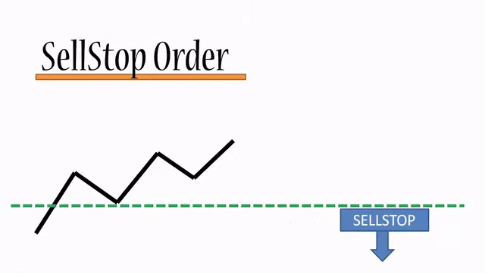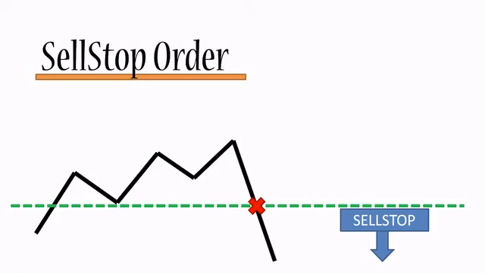Sell stop order, very similar. So you're saying when the price crosses the green line, I want to enter the market with a sell order. See, when that happens, your sell stop order turns into a sell order instantly. So what's the benefit of these buy stop and sell stop orders? Well, it's basically saving you the effort of actually waiting for the price to get to that level and then entering the market.